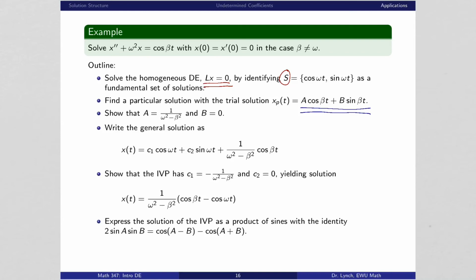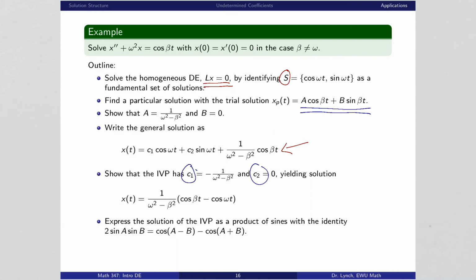When you plug in to find a particular solution, we find that x_p is equal to cosine of beta t if b is 0 and if a is 1 over the difference between omega squared and beta squared. This gives us our general solution to the corresponding non-homogeneous equation: the solution of the homogeneous equation plus the particular solution. Now, to satisfy the initial conditions, we use x of 0 equal to 0 and x prime of 0 equal to 0, and it turns out that C1 and C2 have to be given as written here, giving us a solution that's a difference of cosine beta t and cosine omega t.